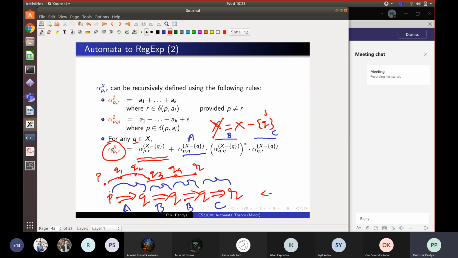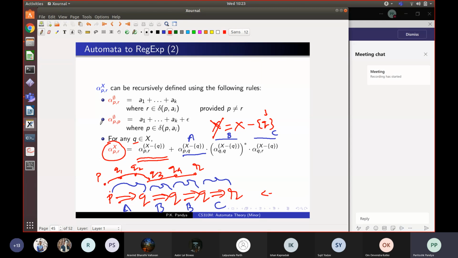That is, calculation of alpha PR with a set of states X is done by picking some arbitrary state Q from X, and then reducing it to simpler calculations. And why are these calculations simpler? Because the set of intermediate states becomes smaller. Finally, it will become smaller and smaller recursively till you get the empty set of intermediate states, which you can solve using the first two base cases. This is how the calculation is done. And this is the McNaughton-Yamada method.